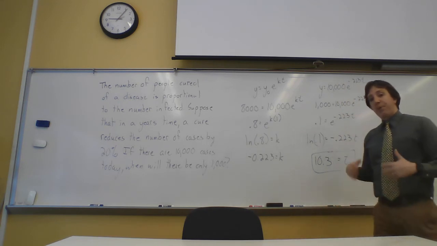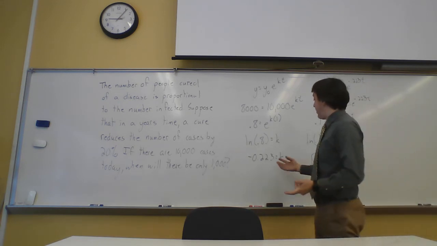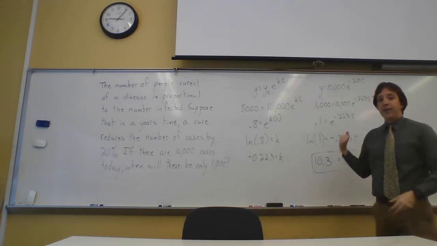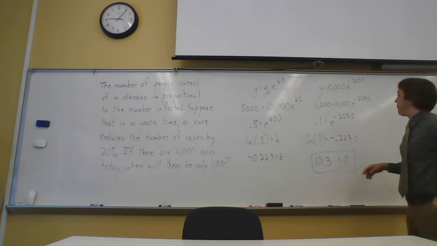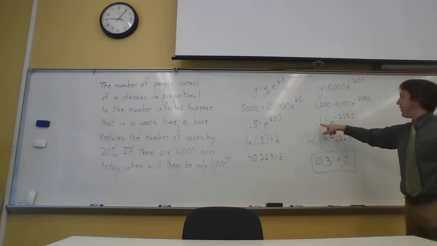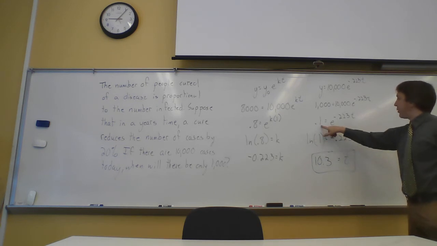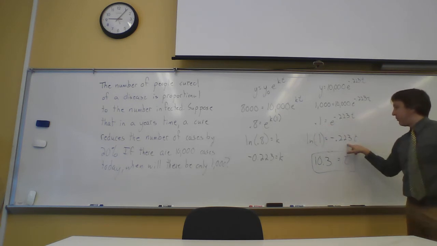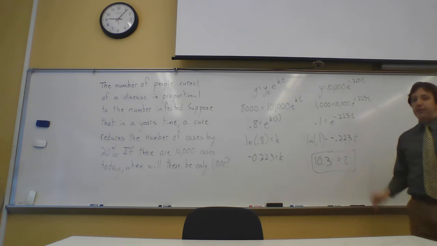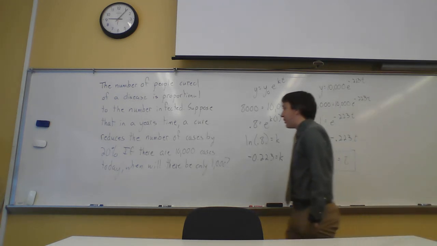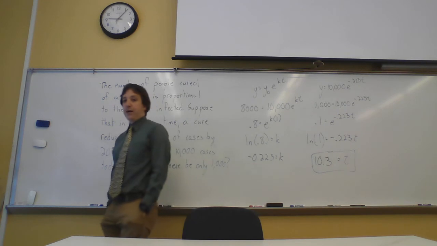So these exponential problems usually end up being two steps. One step to find your constant, and the other to actually find what you're looking for. So again, I divided by 10,000, I got 0.1. I changed to a logarithm, so the natural log of 0.1 is equal to that negative 0.223t. And if you divide, you get 10.3. So it's going to take 10.3 years to knock these cases down to 1,000.